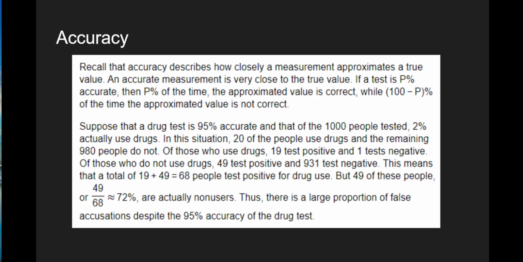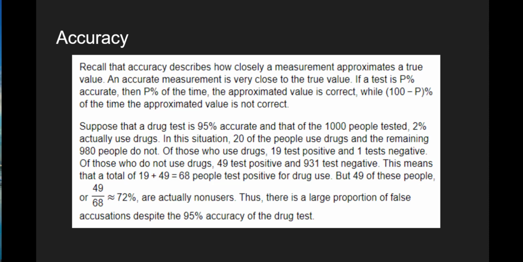Of those who use drugs, of the 20, 95% of those 20 people would be 19. We would expect that the test would have 19 positive tests out of those 20 people. A 95% accurate test, though, may have one negative test from the 20 people partaking in drug use.